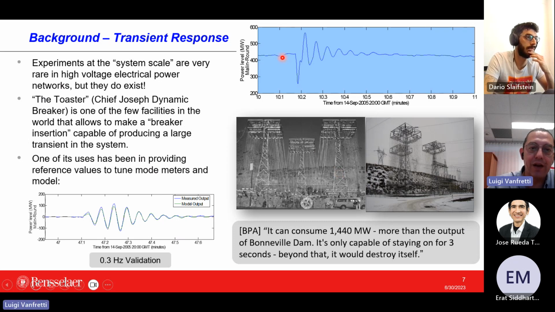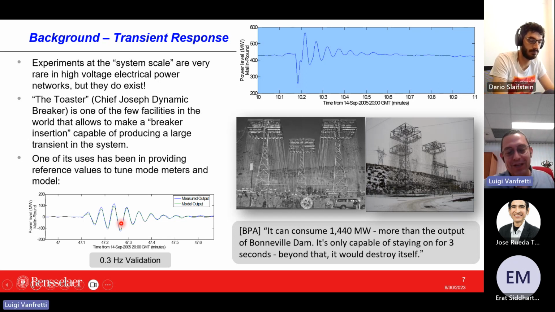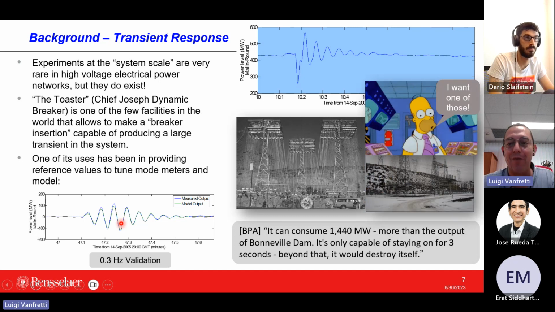So here you have an experiment at the top, and you see the resulting grid dynamics from inserting this device. And at the bottom, you can see what they obtained as the measurement output and the estimated model that is able to characterize a 0.3 hertz mode in the Western Interconnection of the US. The interesting thing is that this is a very, very intrusive test. It can consume almost 1.5 gigawatts, and it will burn if it's on for more than 3 seconds. So this is a very aggressive experiment. You kind of don't want to do those kinds of ones, but I would love to have one of these.